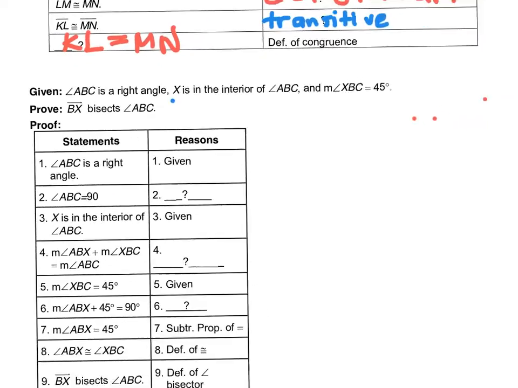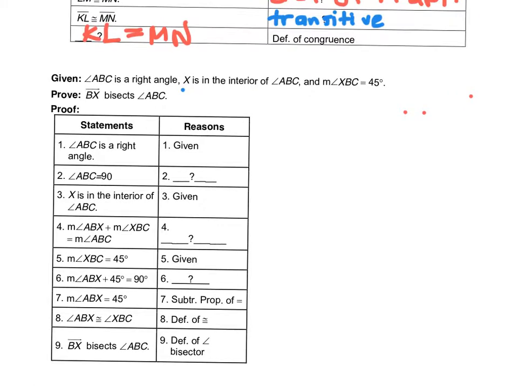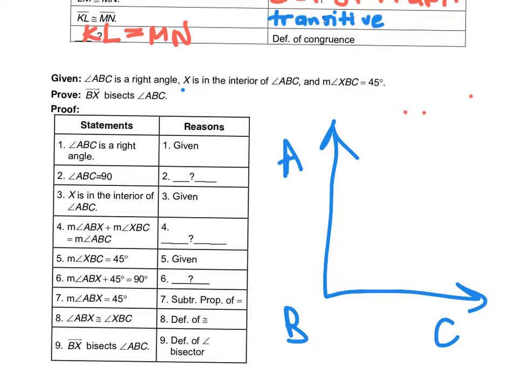All right, and then this one is dealing with an angle. So it says ABC is a right angle. X is in the interior of ABC, and the measure of XBC is 45. So there's no picture. My advice is draw one and see what it would look like. If it's a right angle, it should appear to be 90 degrees, right? So I could say that this is A, this is B, and this is C, or vice versa. So I've got my right angle and I've got it labeled. The next thing it says, X is in the interior. What's interior mean? Inside.